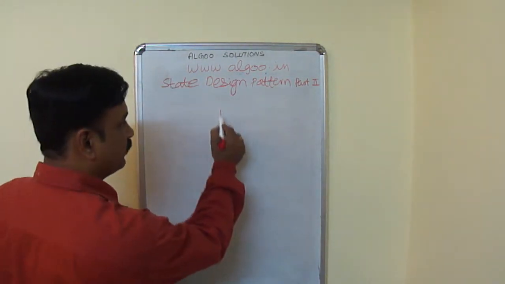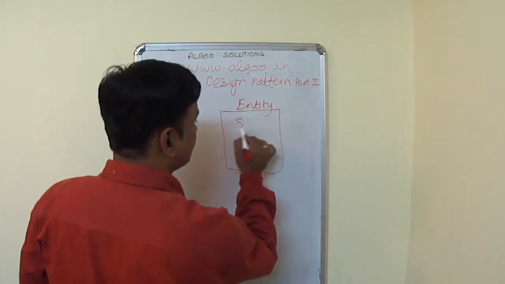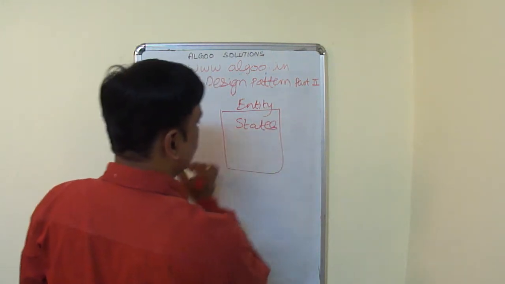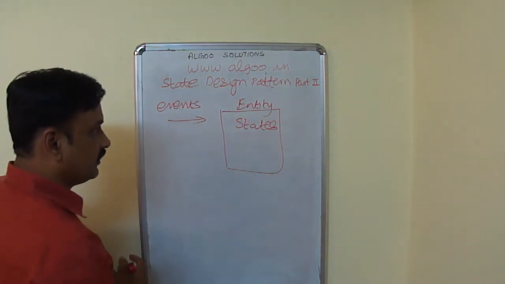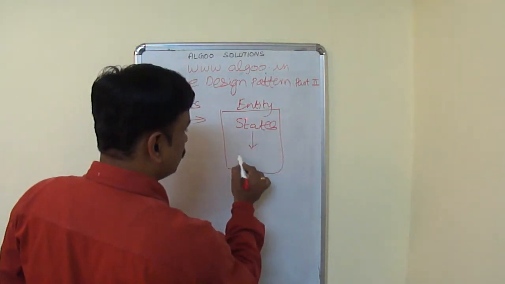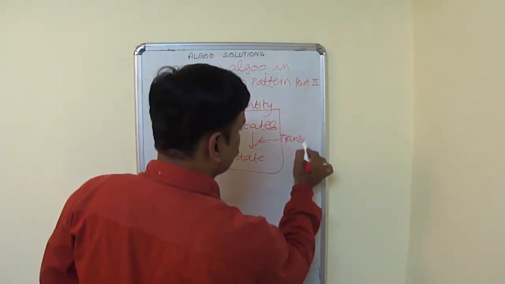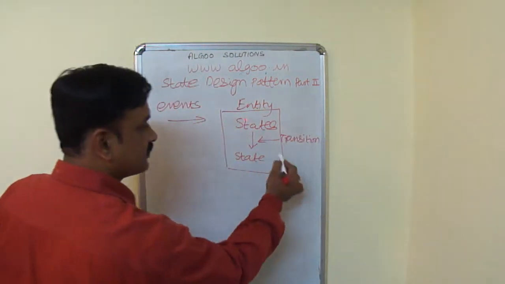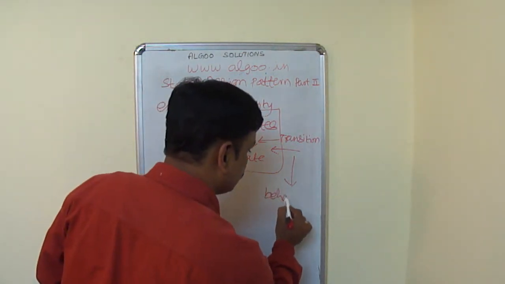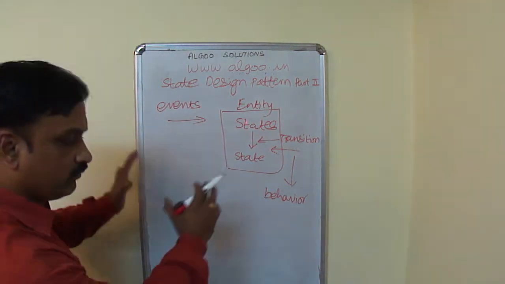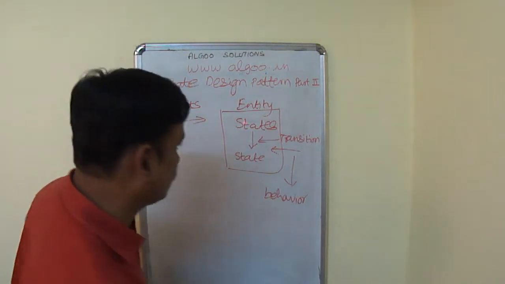Before that, we just want to say that there is an entity here which has states, and from the external world you get events, and then it goes to another state, that is, there is a transition, and while doing this transition it also executes a behavior. There is a behavior. Now for a state pattern you have a state, an event, a transition and a behavior, right?